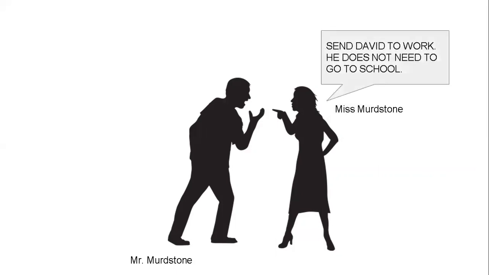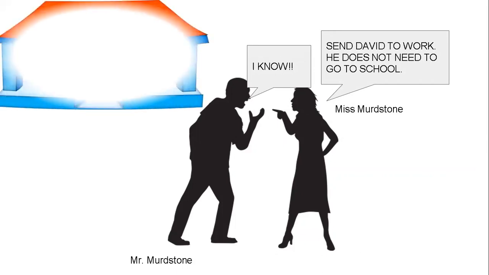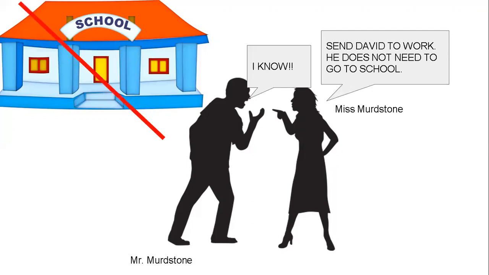The bad people? That was Mr. Murdstone and Miss Murdstone, Mr. Murdstone's sister. Why were they so bad? Send David to work. He does not need to go to school. I know. That's why they were bad, because they did not allow David to go to school. When David was living with them, they sent him to work in a factory. See, the school was there, but they said, no, no school.